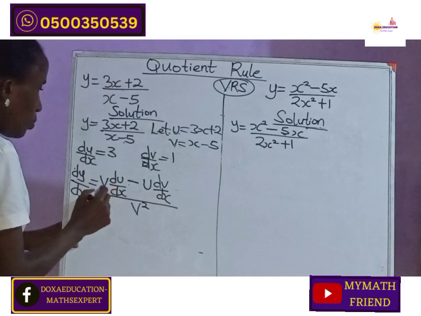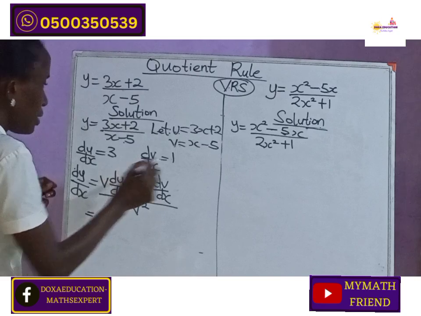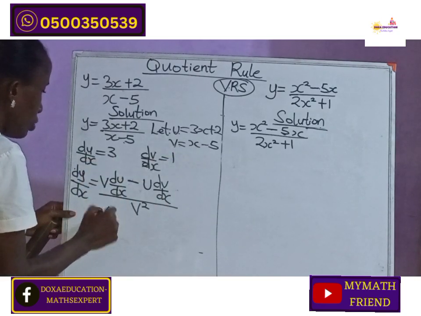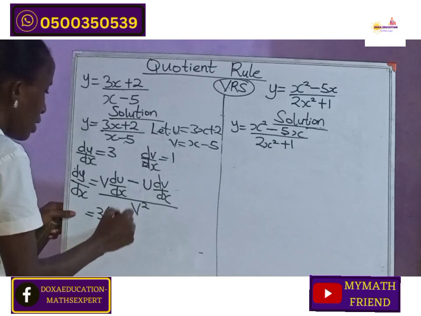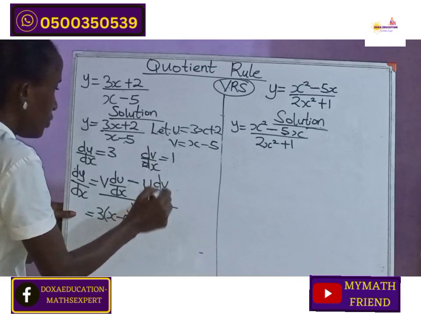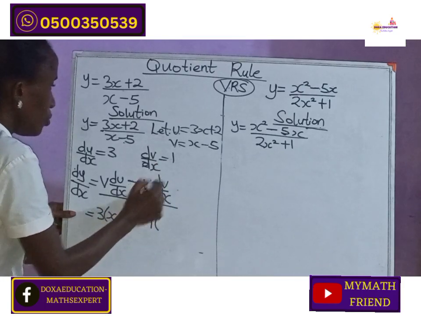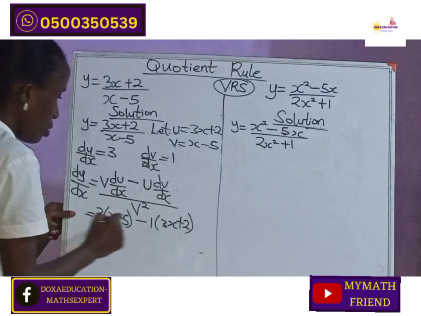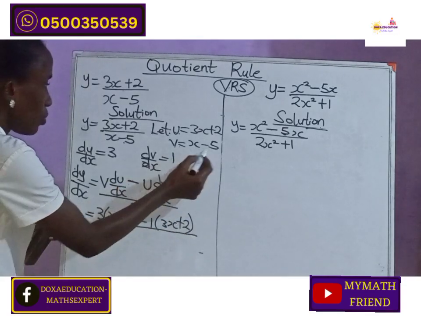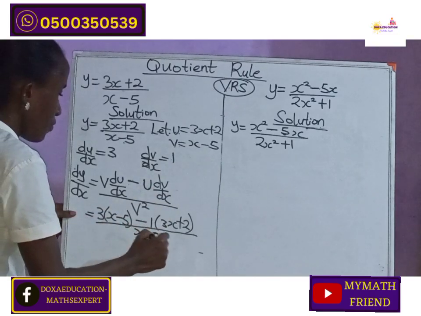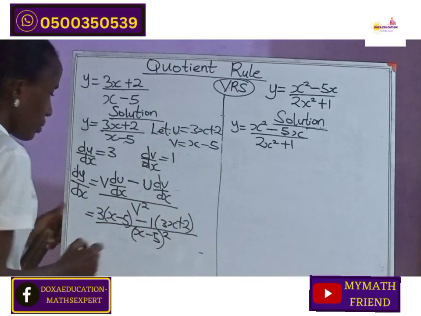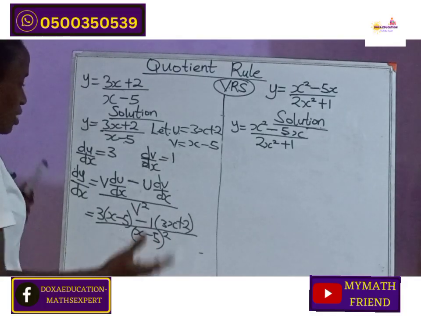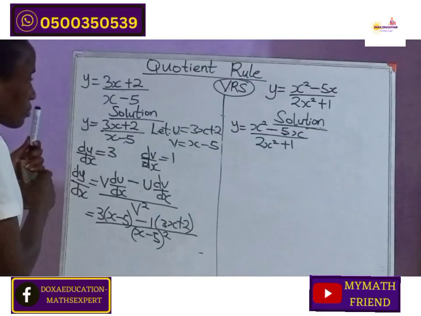So here, what is v? v is x minus 5 times du/dx, which is 3. So 3 into bracket x minus 5, minus dv/dx, which is 1, so minus 1 times u. u is 3x plus 2, all over v squared, which is x minus 5 all squared. Good. Now here what do we do? We are just left with expanding the brackets.